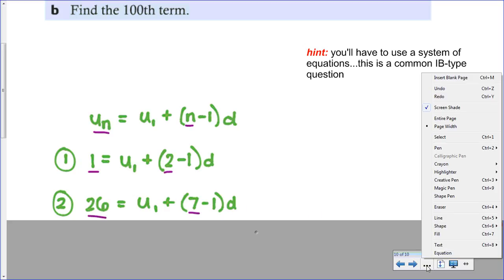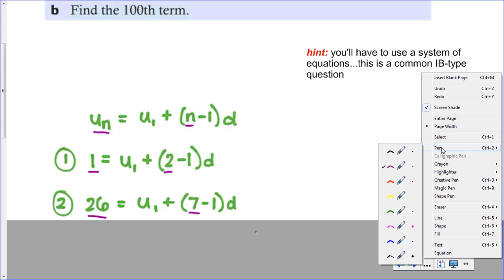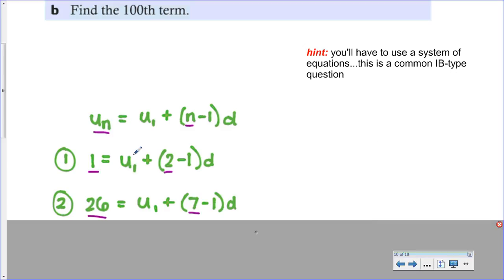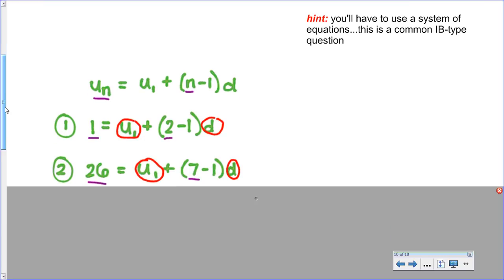Notice that both of these equations have 2 variables in them. I do not know u sub 1, right? For this sequence, I just don't know the first term. And I do not know d. I do not know the common difference. But I do have 2 equations that I can use. An equation based on the first piece of information and an equation based on the second. When I have 2 equations with 2 missing pieces of information, like 2 variables, I can solve it using a system, like the elimination method, for example.